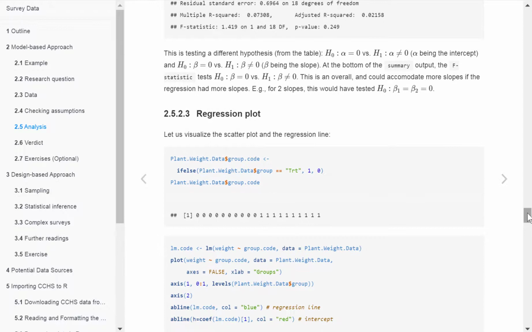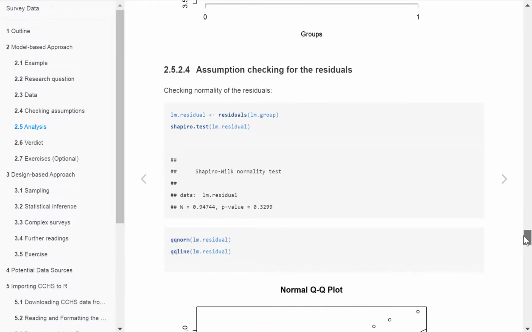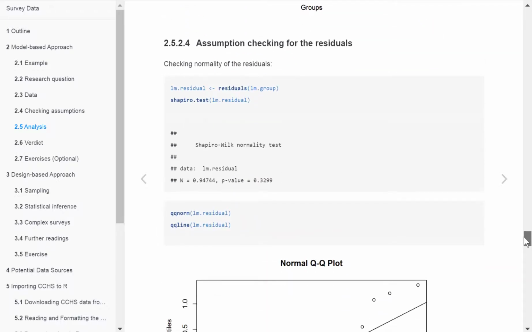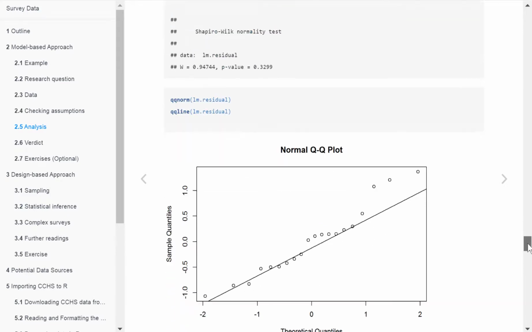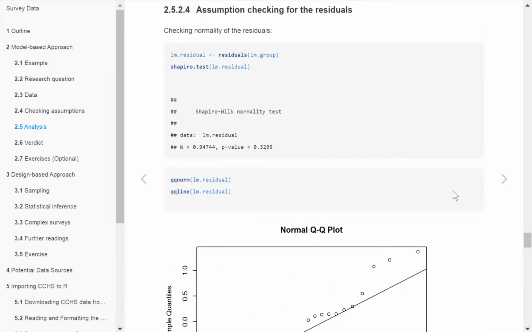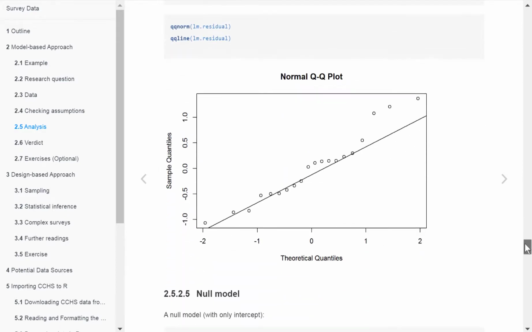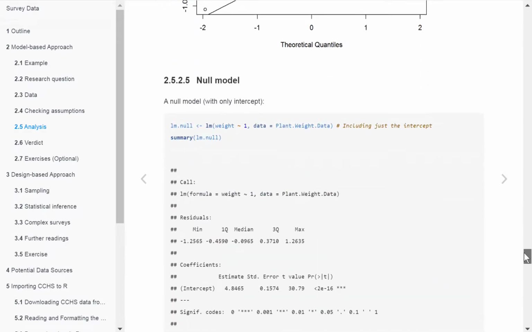And also you can check some regression plots and things like that, and check the assumptions for the residuals, because even for the regressions you are operating under the assumption that the residuals from your regression are following normality. So you can do some QQ plot or the Shapiro-Wilk test of normality to check whether your regression is following that assumption or not.